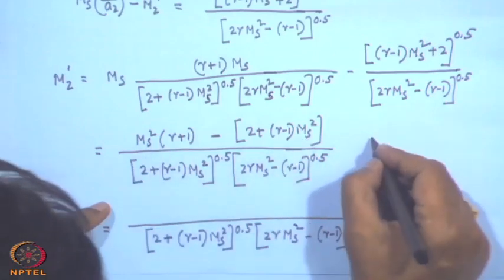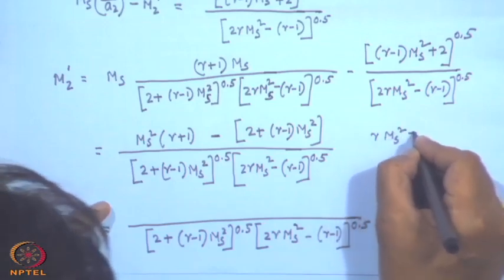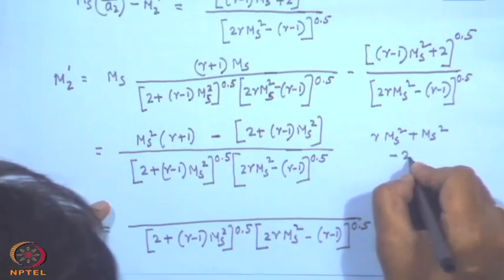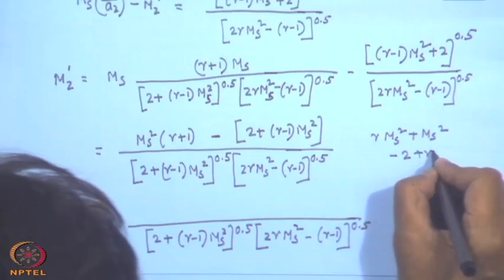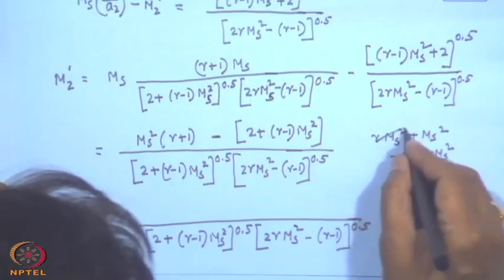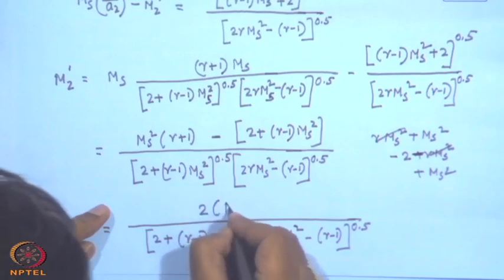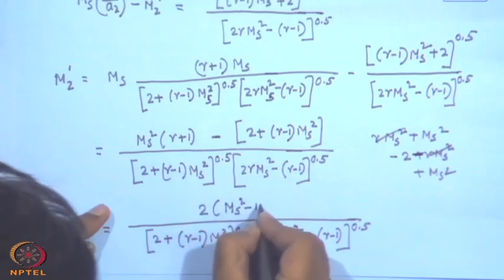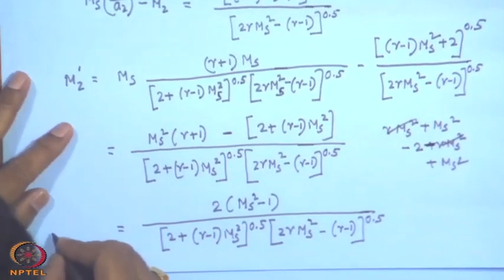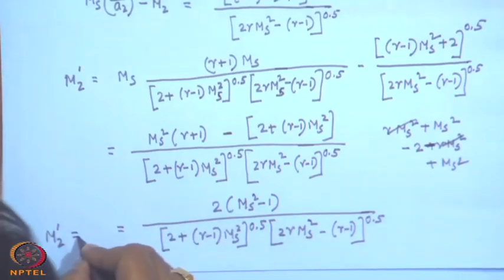Now if you write this gamma here, I make a calculation. Gamma Ms square plus Ms square minus what is that? 2 plus gamma minus gamma Ms square plus Ms square. That means this cancels. That means 2 into Ms square minus 1. This becomes 2 into Ms square minus 1. So this is one very important deduction that is here. I can write M2 dash. I think you can see equals to, which is very important, M2 dash.